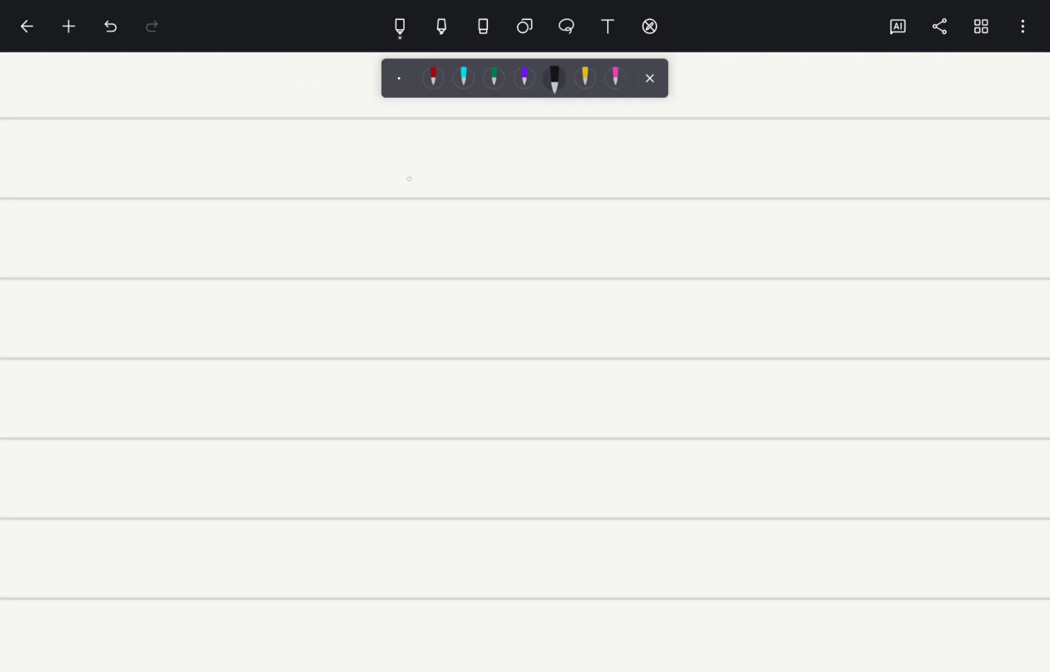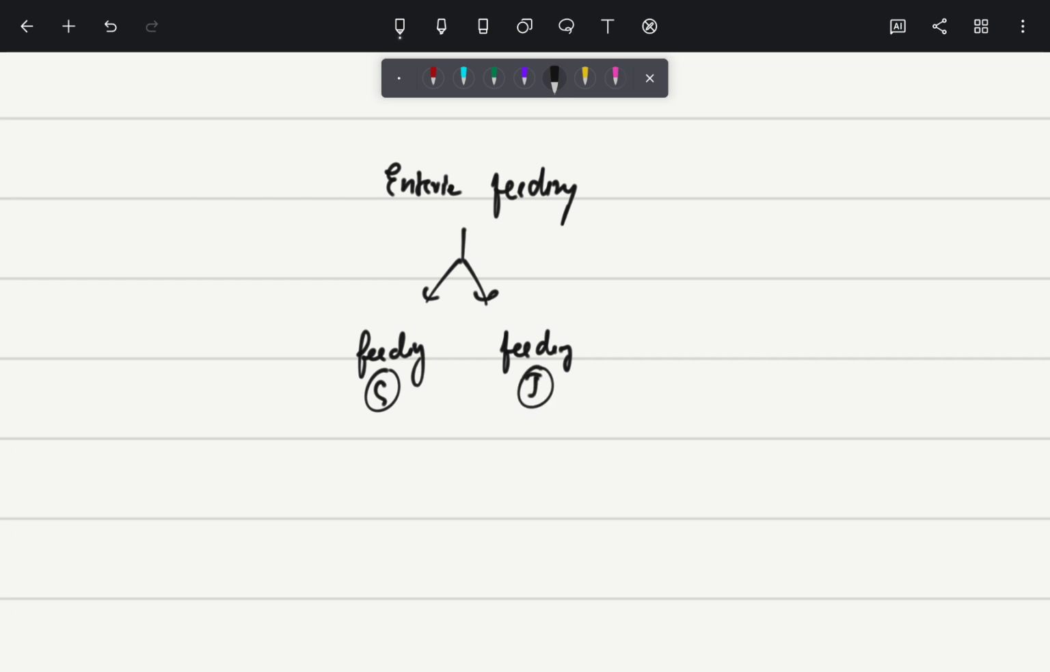So enteric feeding is mainly divided into feeding gastrostomy and feeding jejunostomy. Feeding jejunostomy is usually done if the duration is greater than 4 weeks, and feeding gastrostomy is usually done if the duration is less than 4 weeks. I hope you are clear with this term.